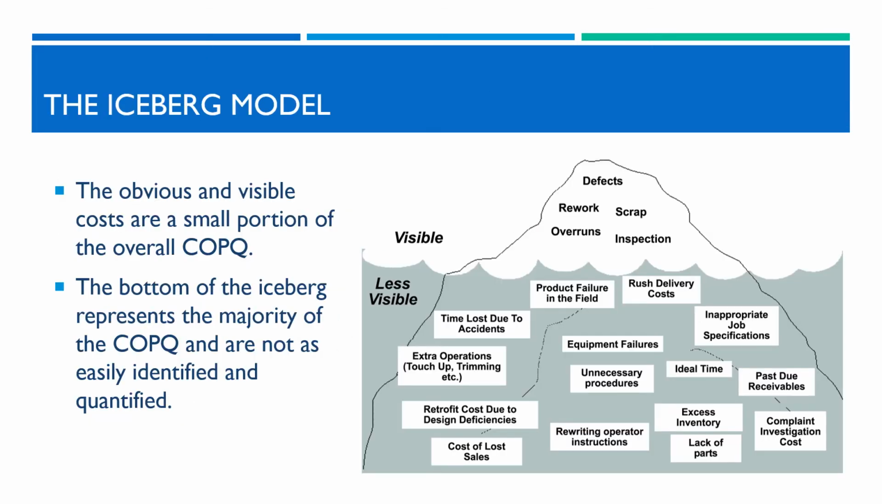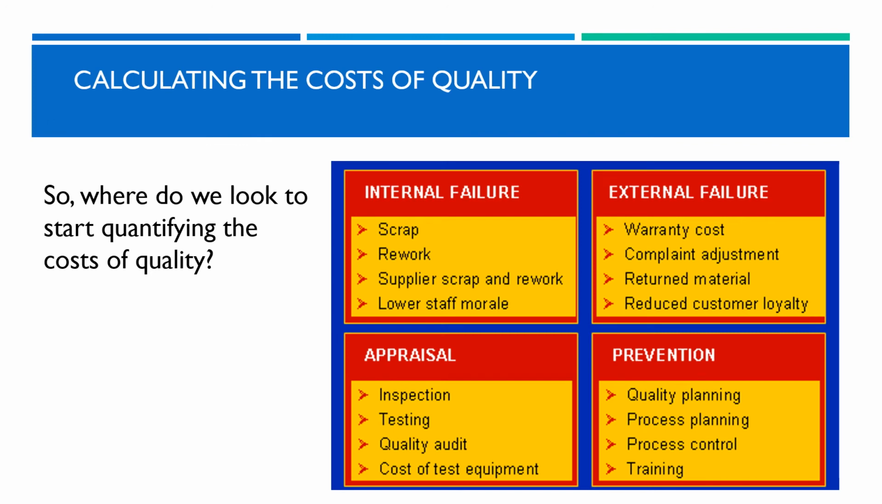Another factor to take into account in analyzing the costs of quality is that many of the costs go unseen in the first analysis. The obvious and visible costs are a small portion of the overall COPQ. The bottom of the iceberg represents the majority of the COPQ, and are not as easily identified and quantified. So, where do we look to start quantifying the costs of quality? The diagram below gives you some ideas about where to look in each quality cost category.